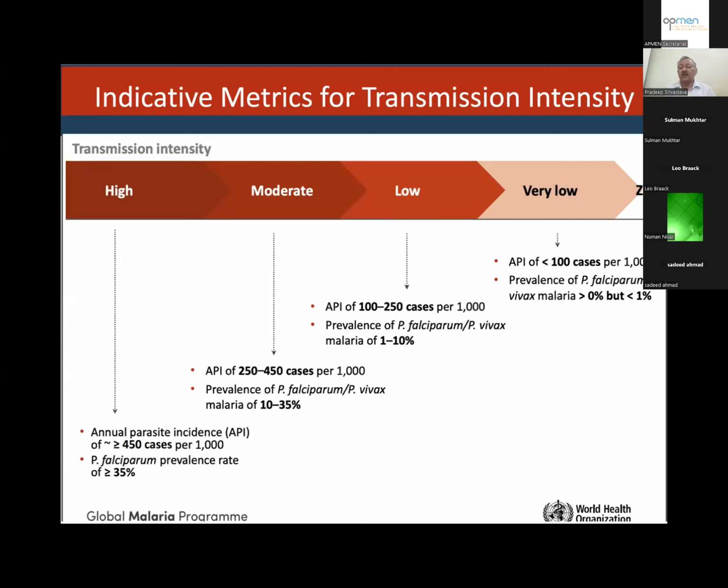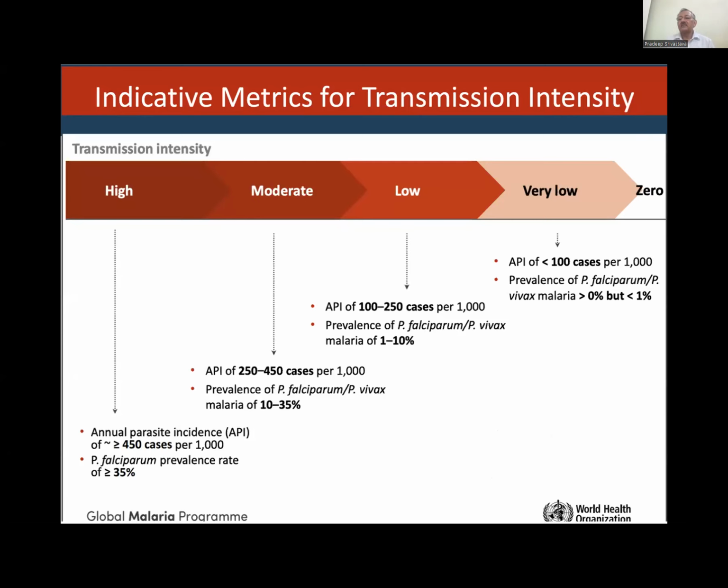Say for example, our target is to bring to 0. And then before that, we have to do pre-elimination. But say, for example, if we have started more than 450 cases, just an indicative 450 cases per 1,000 population API annually. So it becomes 450.